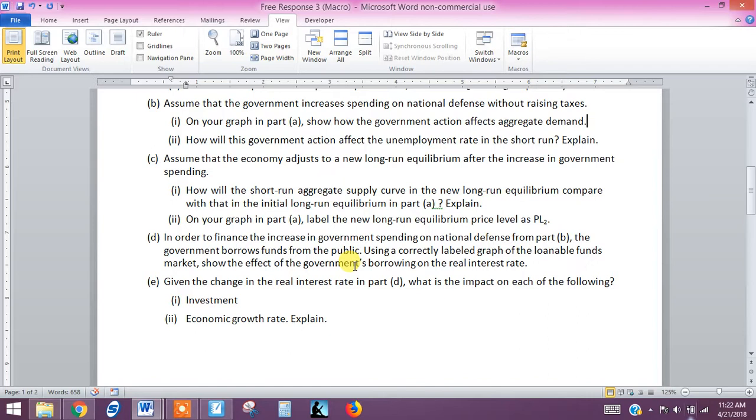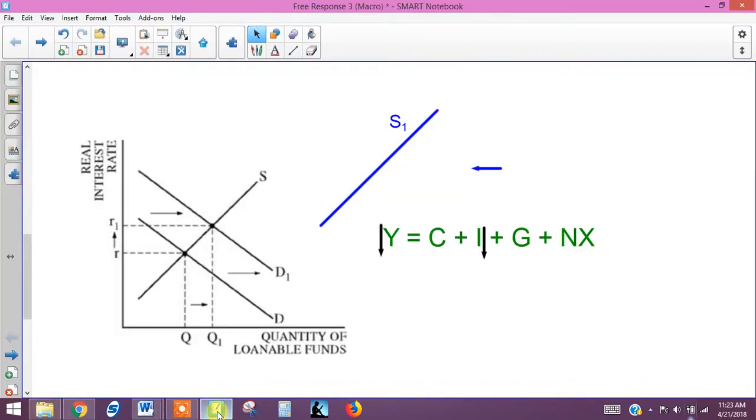So using a correctly labeled graph of the loanable funds market, show the effect of the government's borrowing on the real interest rate. Okay, so if the government borrows more money, that's going to increase the demand for money, right? So let's think about that. So let's come up here. So our demand curve is going to shift to the right, which is going to make money more expensive.